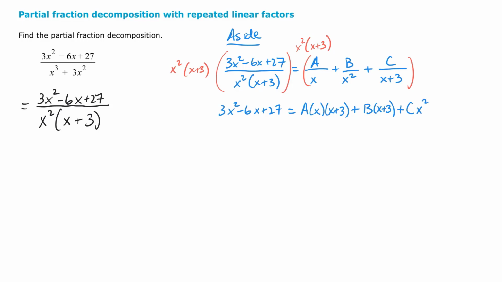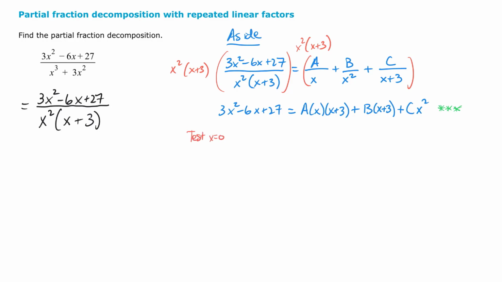Since we have a lot of linear factors, we could test things to get certain variables substituted right away. So let's call this equation triple star. We're going to test into triple star. Let's first test x equals 0.